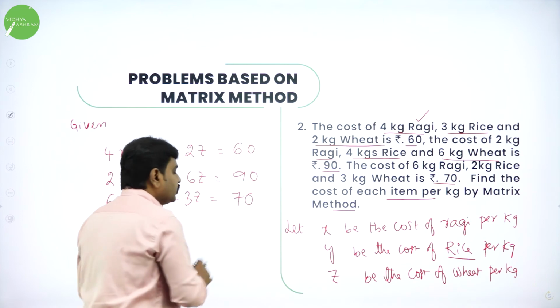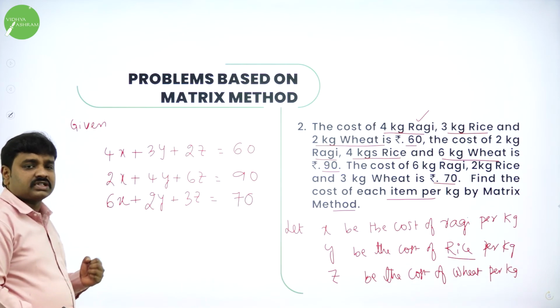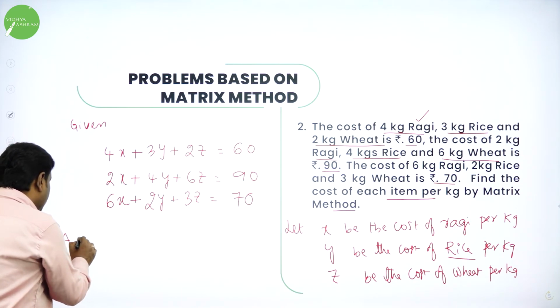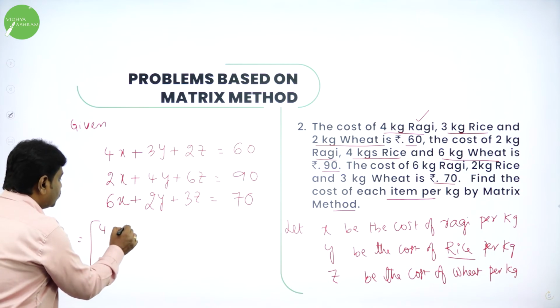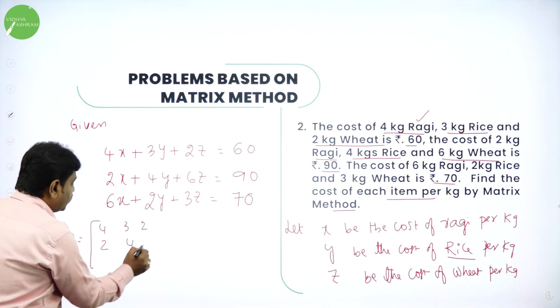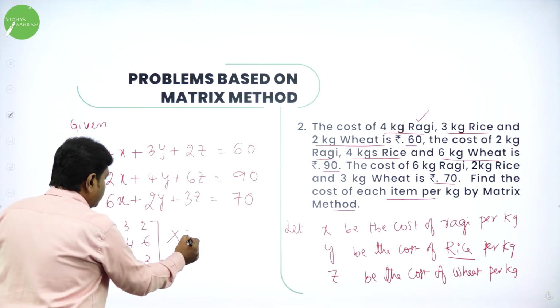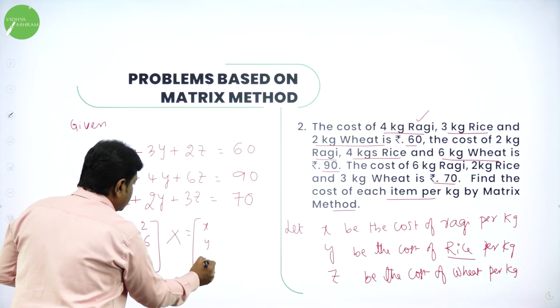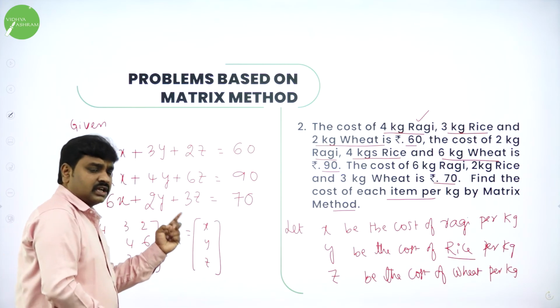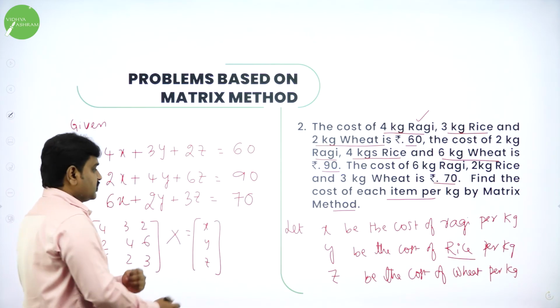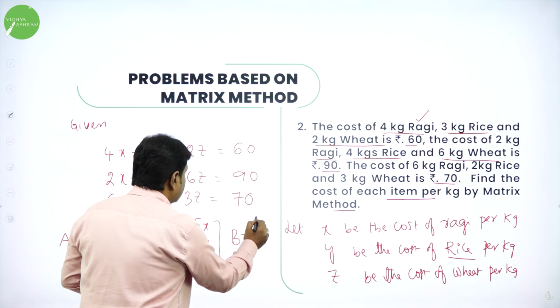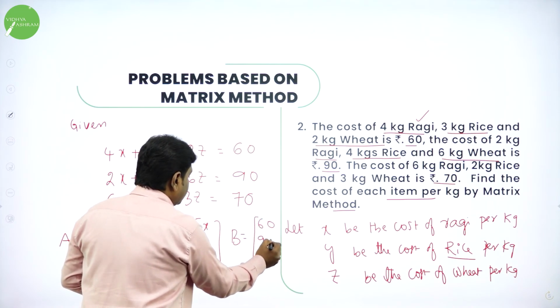So now they gave this. How many equations are there? 3 equations. So what is the coefficient matrix? Coefficient matrix A is equal to [4 3 2; 2 4 6; 6 2 3]. And what is the variable matrix? Capital X, which is x, y, z, where x is the cost of ragi, y is the cost of rice, z is the cost of wheat. And what is B? B is the constants, 60, 90, 70.